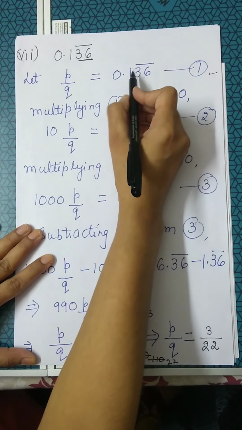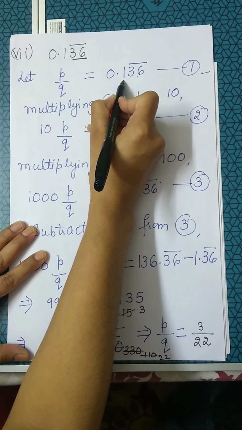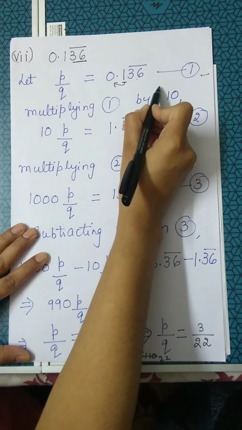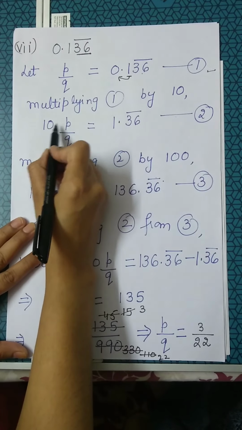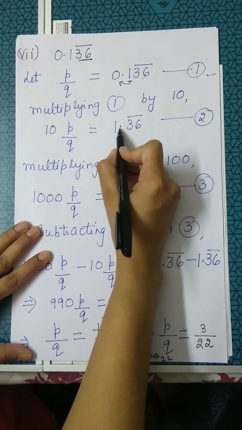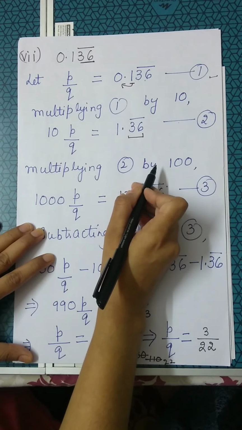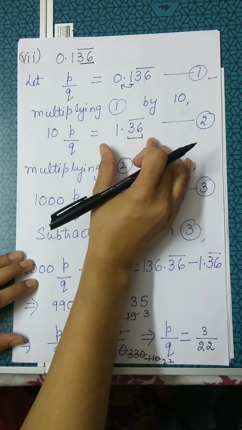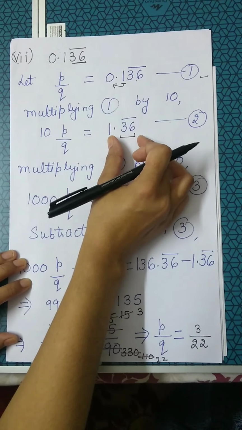Now if I want to cut it out or further solve it, I will take this 1 to the other side. That means I will multiply the first equation by 10. After multiplying the first equation by 10, I will get 10 P over Q is equal to 1.36 whole bar. Now if you see after the decimal, I got two digits which have a bar on them. Now I will start simplifying from this step. I will multiply this equation number 2 by 100 because two digits are there.